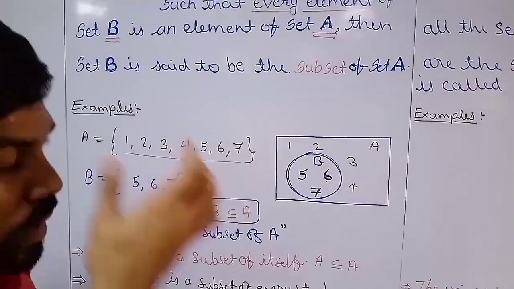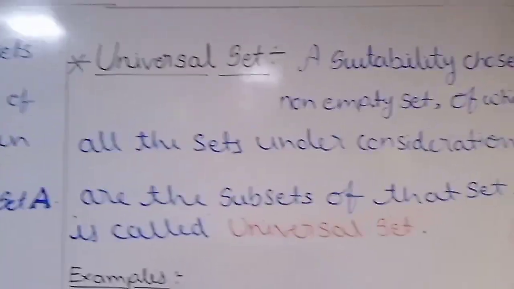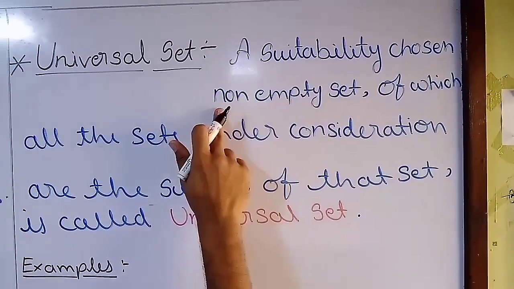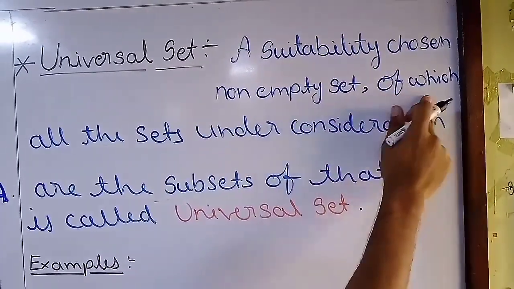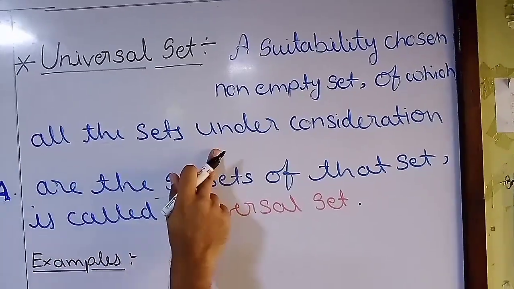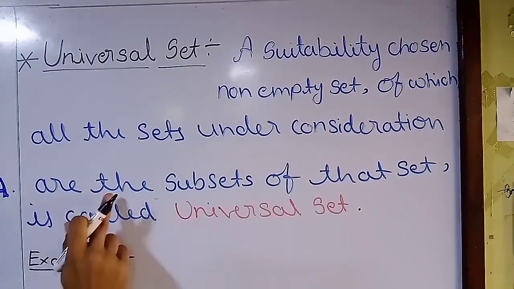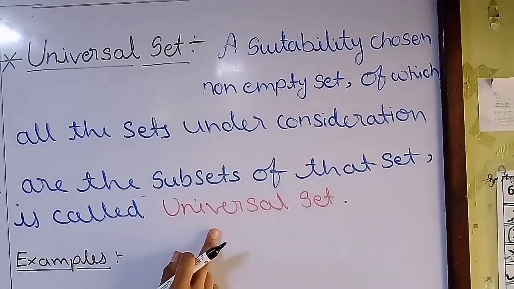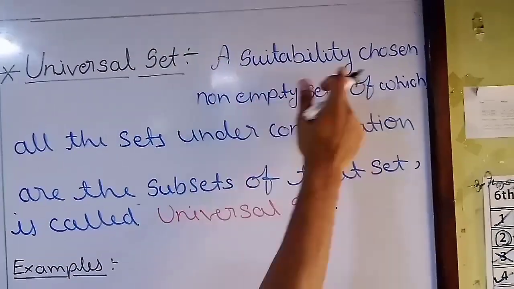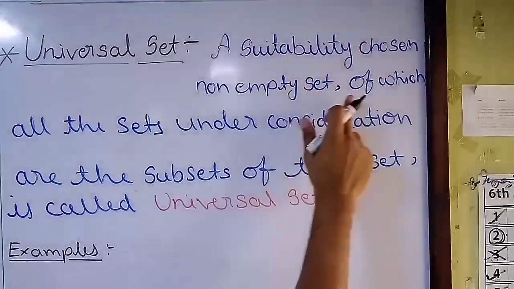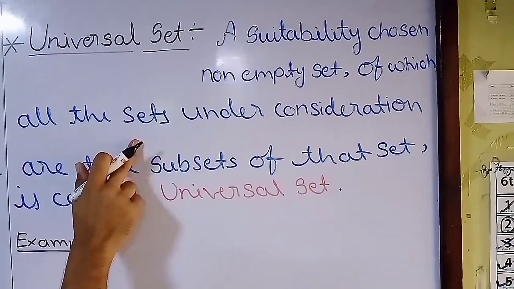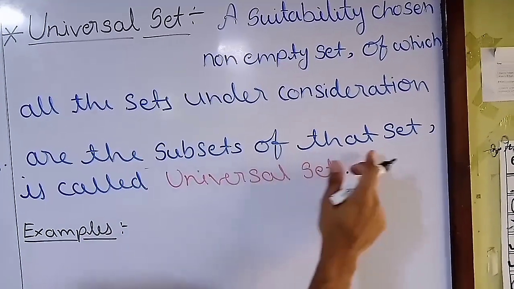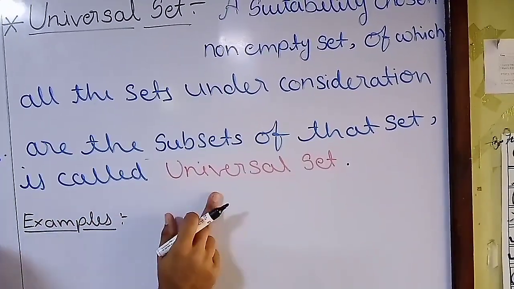Now proceed for the next one, that is universal set. A suitably chosen non-empty set of which all the sets under consideration are the subset of that set is called universal set. Once again, a suitably chosen non-empty set of which all the sets under consideration are subsets of that set is called universal set.